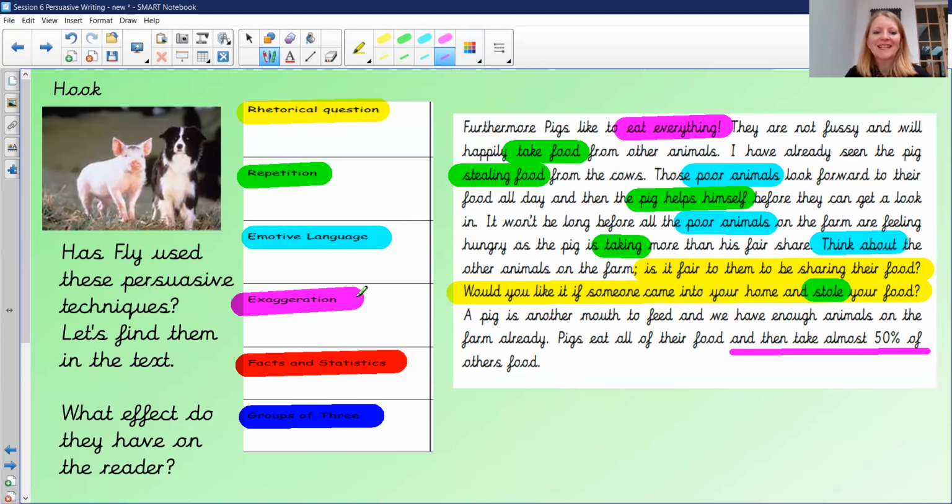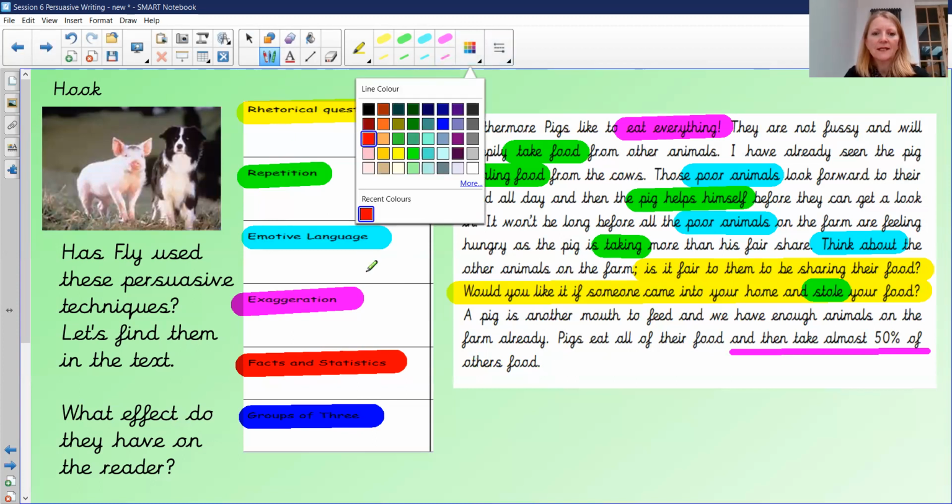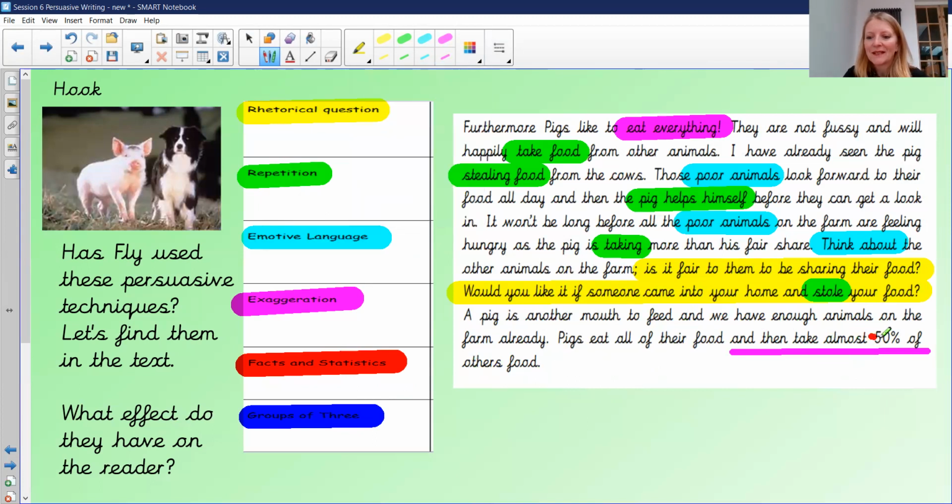So, facts and statistics. That's something that she is saying is absolutely true. Maybe some numbers in there. So facts and statistics. That's the 50%. Oh, look, there's another take there. I missed that one, didn't I? So another taking. You could have that in the green repetition as well. So this one here is your facts and statistics.